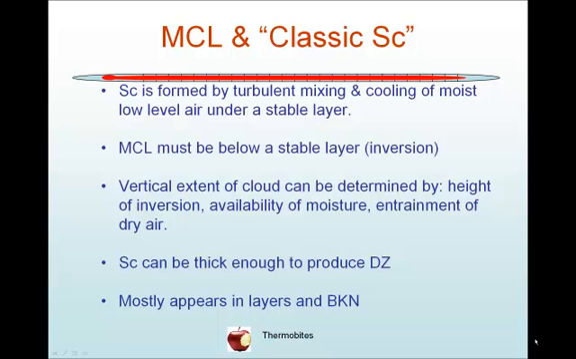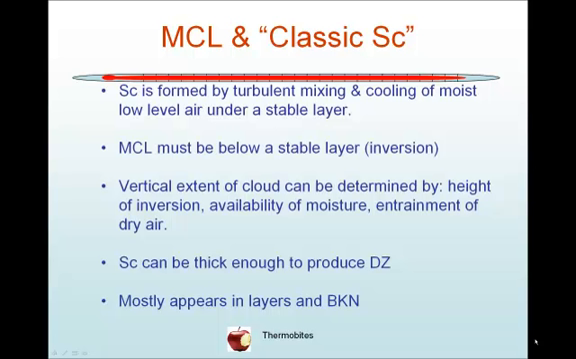The mixing condensation level in classic stratocumulus. So stratocumulus is formed by turbulent mixing and cooling of moist low-level air underneath a stable layer. And that stable layer is, of course, known as an inversion. And so you must get a mixing condensation level below the inversion height. So do the mixing calculations, and if the MCL is below the inversion, then you're going to get the formation of stratocumulus. The vertical extent of cloud can be determined by height of the inversion.